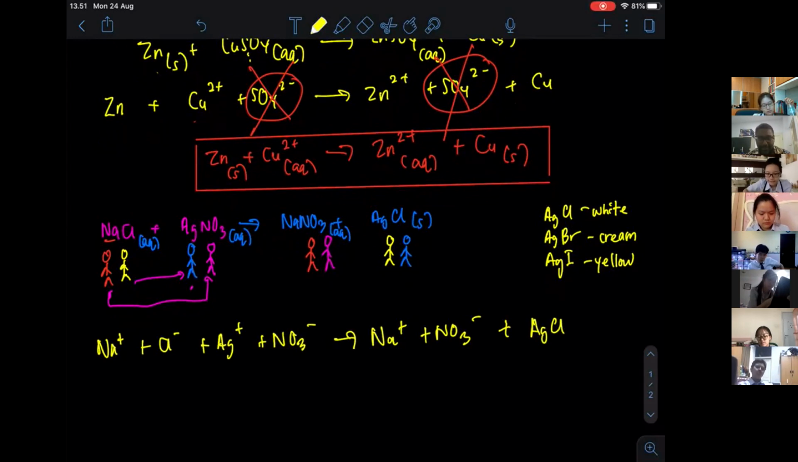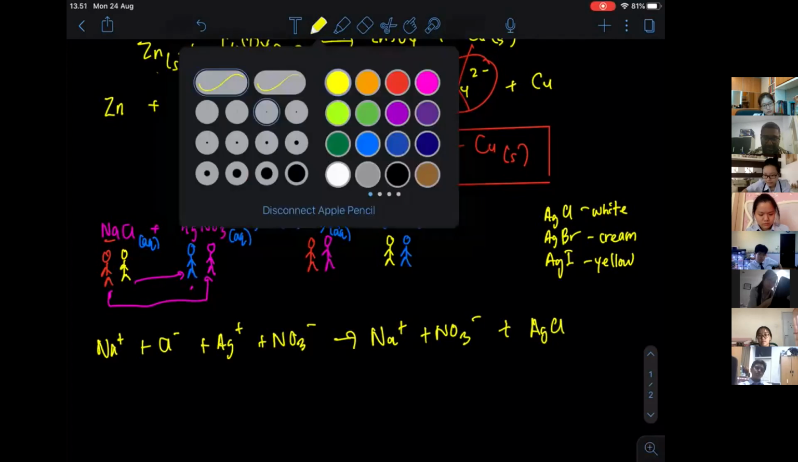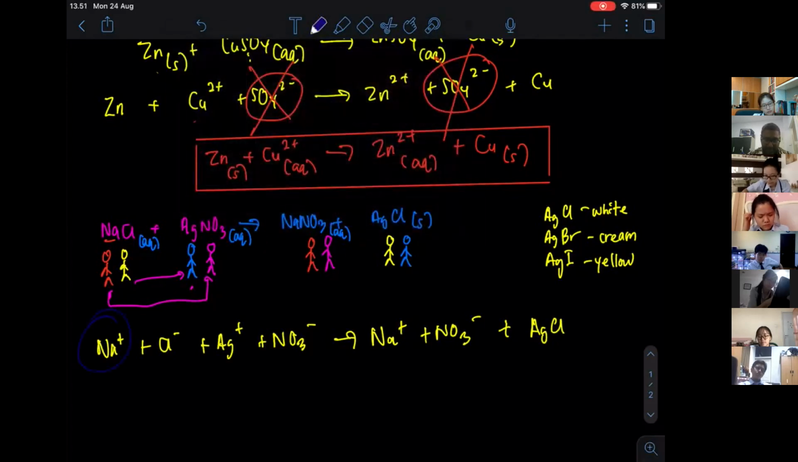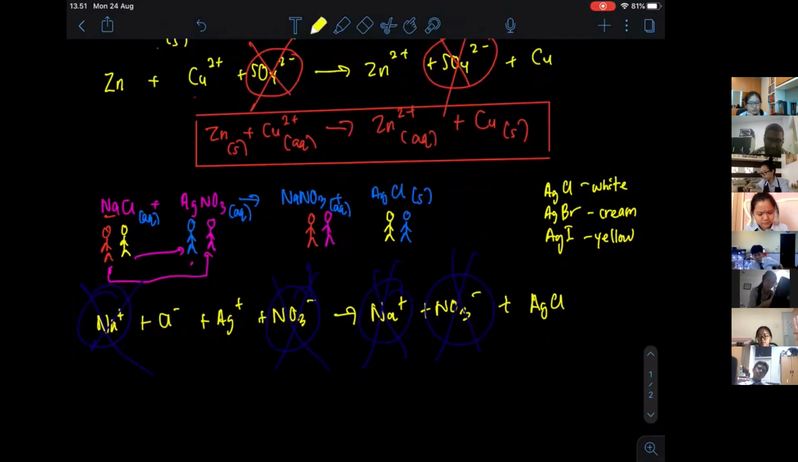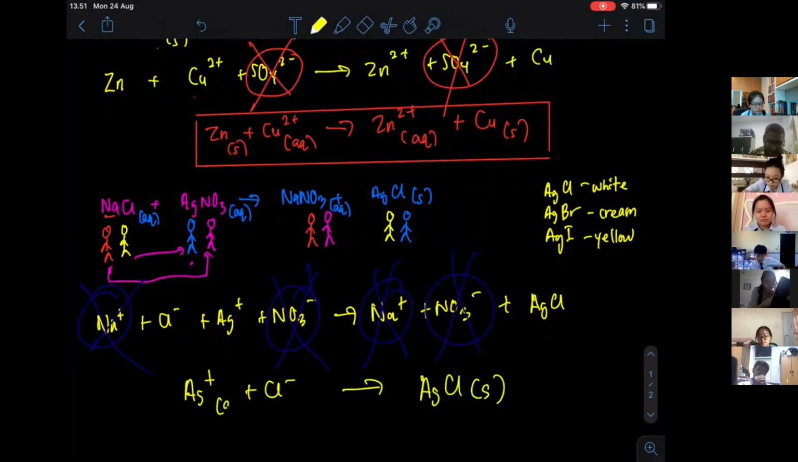Then you need to identify the spectator ions. The spectator ions that we are talking about are sodium and nitrate, so you can cancel these. So you are going to have Ag plus and Cl minus to give you AgCl. This is solid, this is aqueous, this is aqueous. So this is going to be the ionic equation.